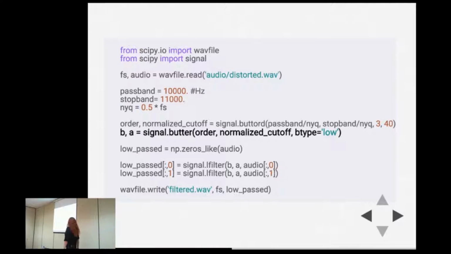I've got the B type in there, low. That means low pass. Low pass means I want to pass through all the low frequencies. There's also a high pass, which means attenuate the low frequencies and pass through the high frequencies, or a band pass, which imagine is going to pass through frequencies in the middle of a range. And this gives us out B and A, which are our filter coefficients.